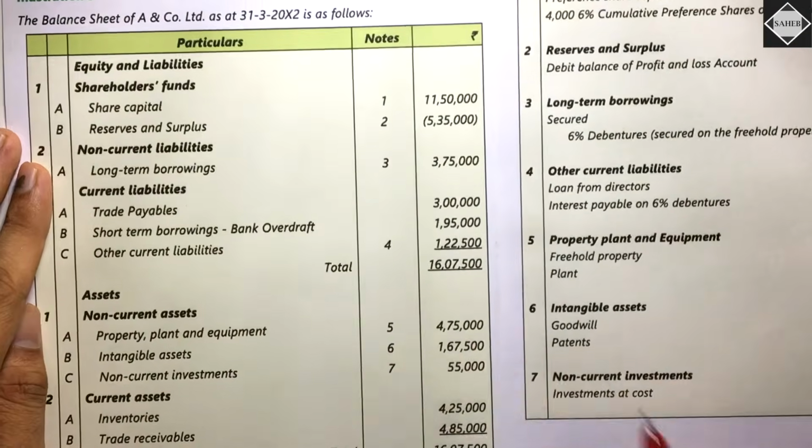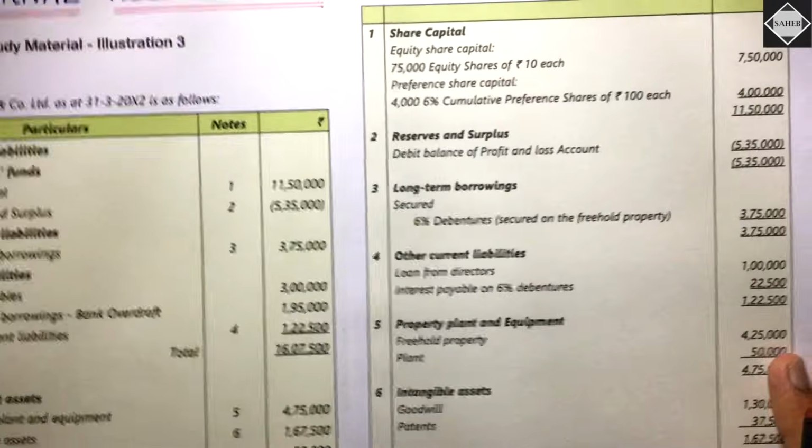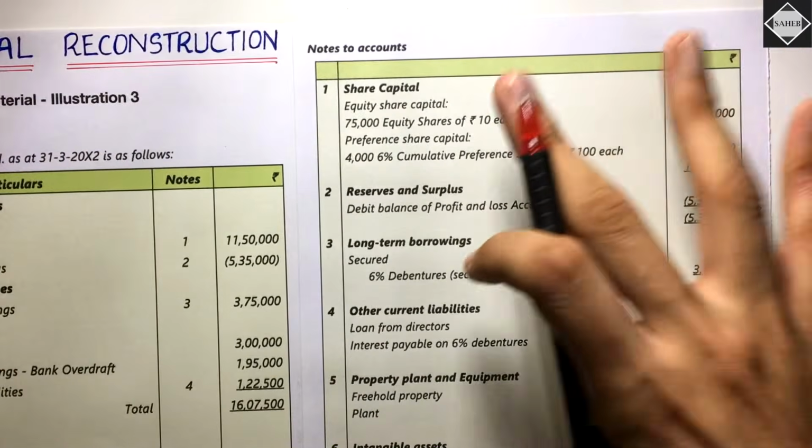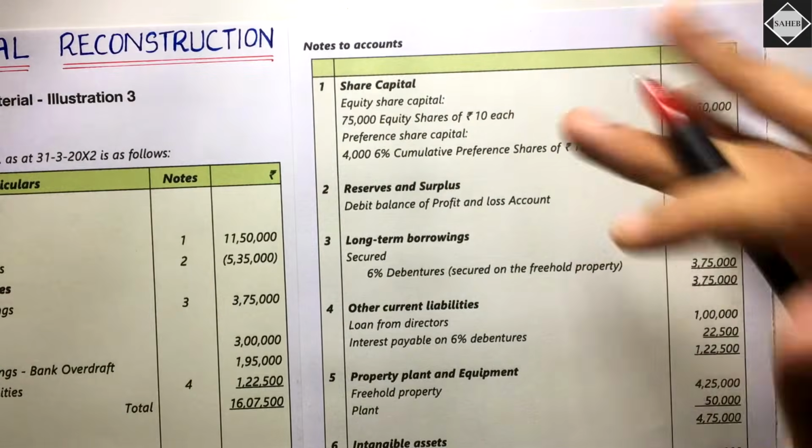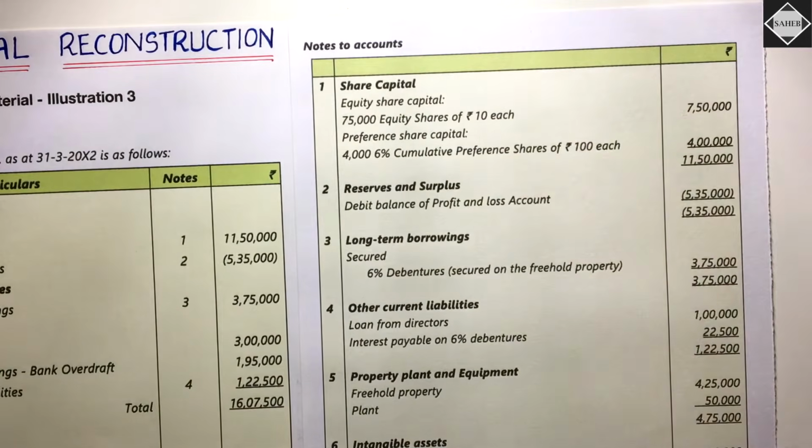This is the balance sheet, and then here you can see the notes to accounts. Always have a proper glance of the notes to accounts first. So this is the share capital, equity and preference. So definitely we'll be altering something over here and taking the gain to the capital reduction account.